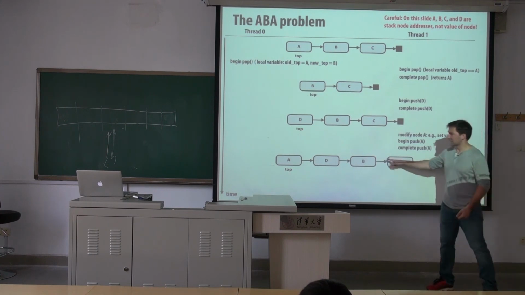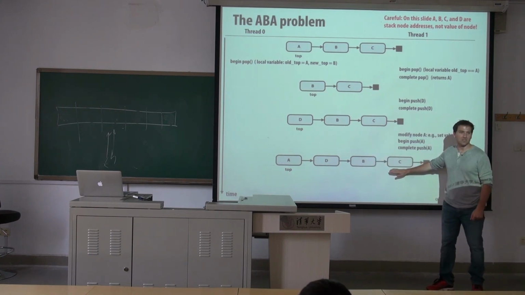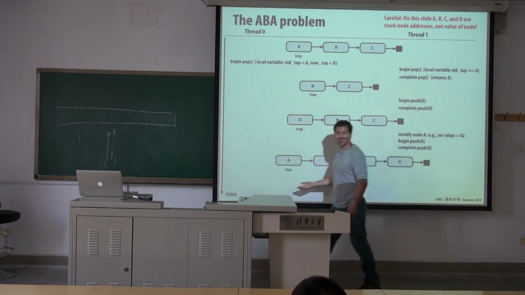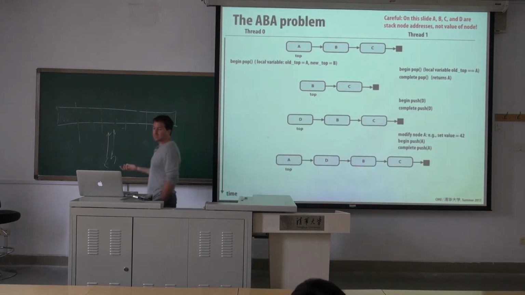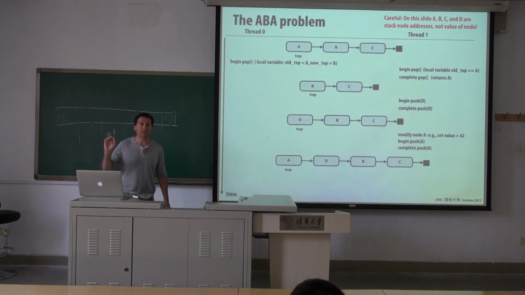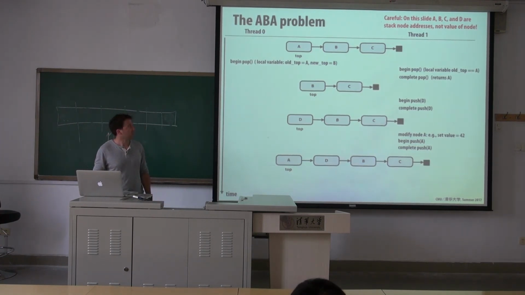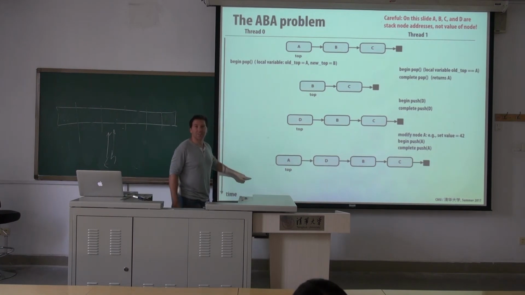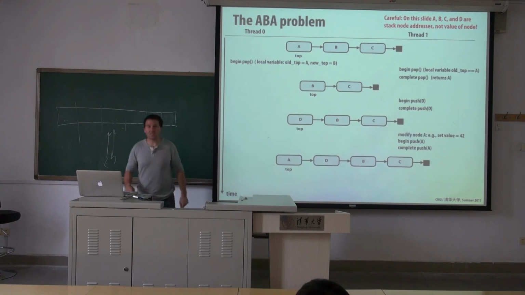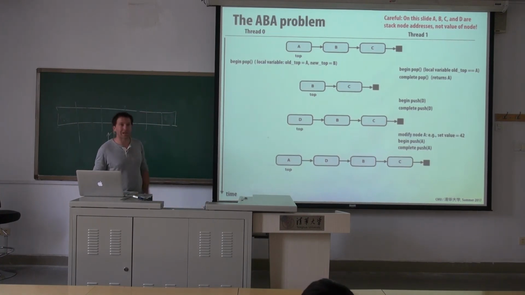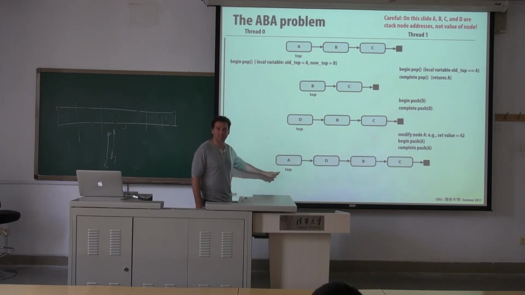So now the list looks like this. And remember, these are addresses of nodes, not values of nodes. So now the stack has 4 elements. Thread 0 has popped a value. Thread 1 has popped a value, and then added 2 more values. Now let's say that thread 0 does its compare and swap, and it sees, well, the top of the stack is still A. Everything's fine. And it succeeds.